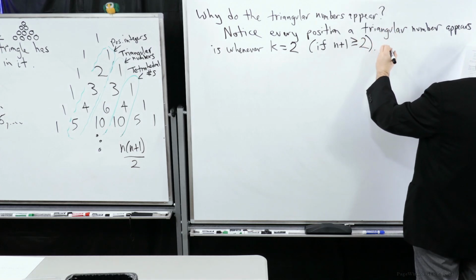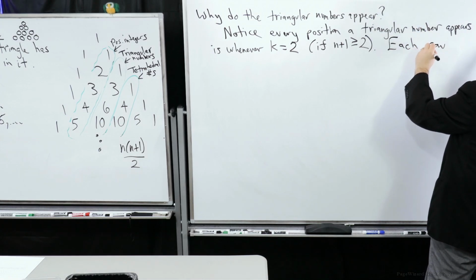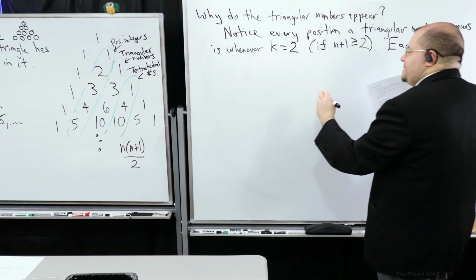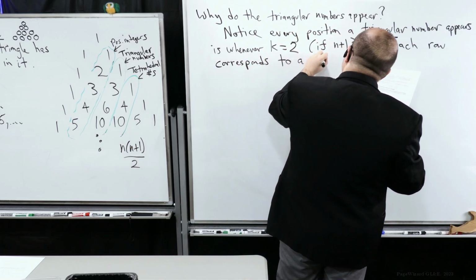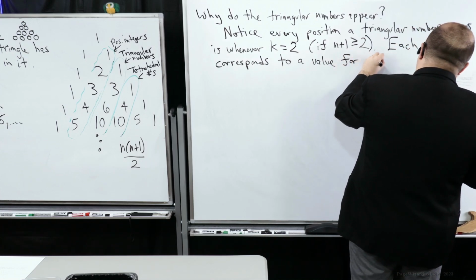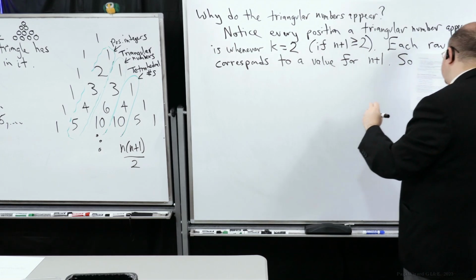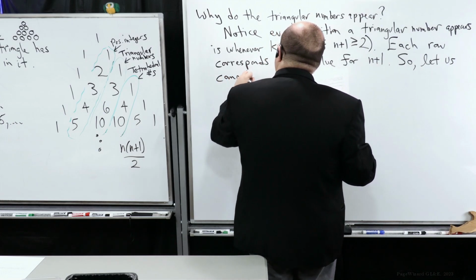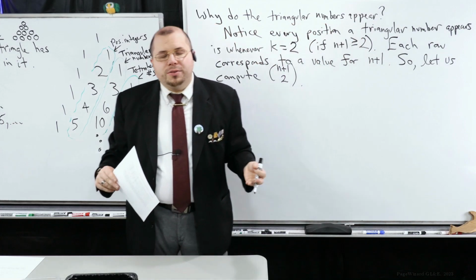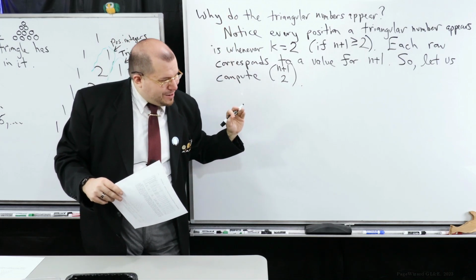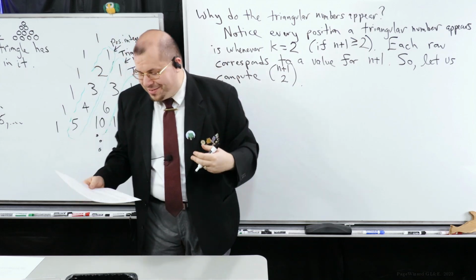Well, what does that mean? Each successive row corresponds to a value for n plus 1. So let us compute n plus 1 choose 2, because that's what k is. Each successive triangle number will appear next to the one before, right? So I want to do something with the triangle to know each successive one. So let's do this.